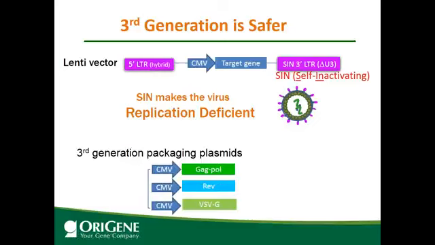In addition, in the third generation system, the packaging plasmids are provided on 3 plasmids, which further lowers the chance of having the viral genes recombine back into the lentivector. So it makes the third generation safer.